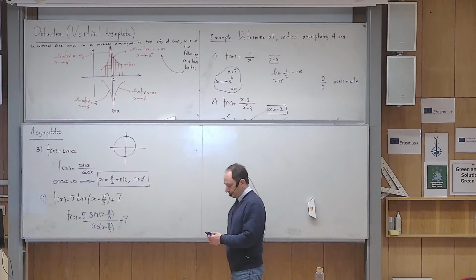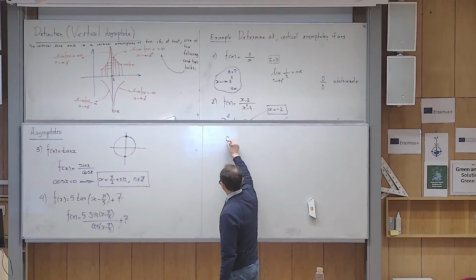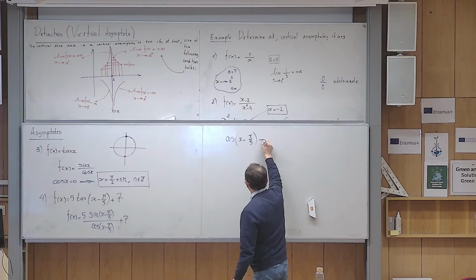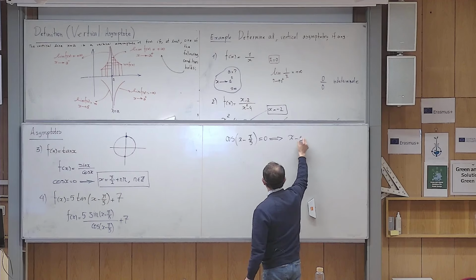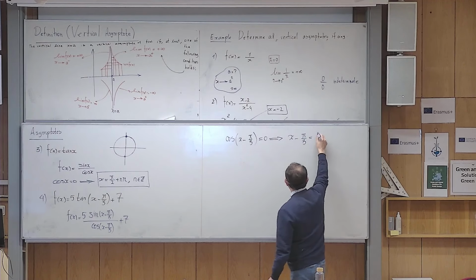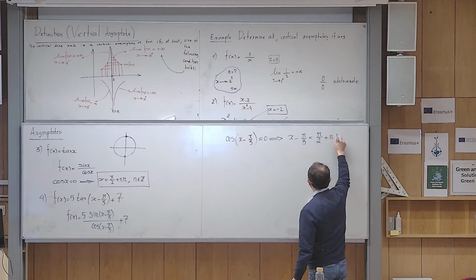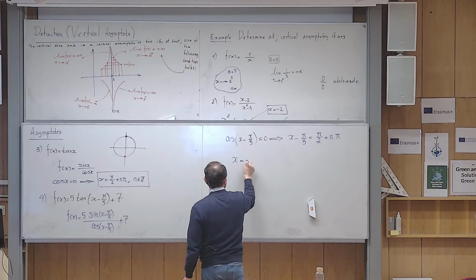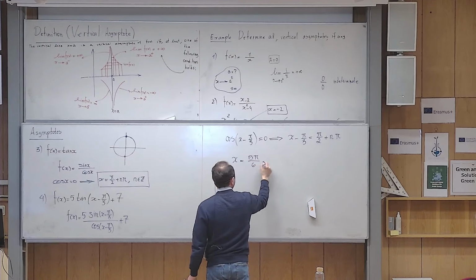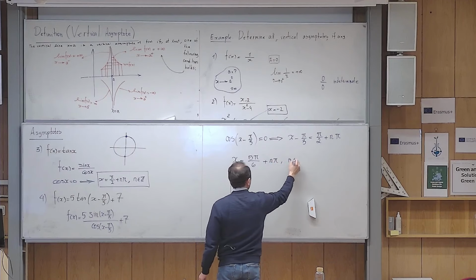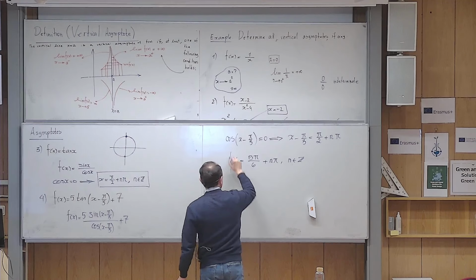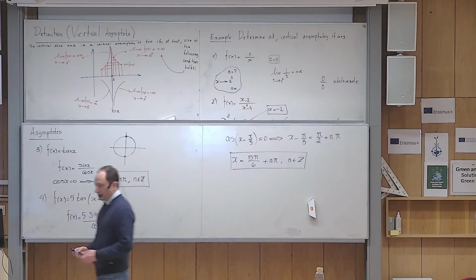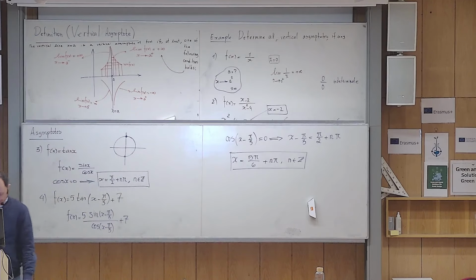Okay, so what should I do? I put the denominator equal to 0, but then this means that x minus pi over 3 should be pi over 2 plus n pi, but I'm looking for x, so I move pi over 3 to the other side and take the common denominator, so it becomes 5 pi over 6 plus n pi. N belongs to Z. There are infinitely many vertical asymptotes for this function as well. Yes?